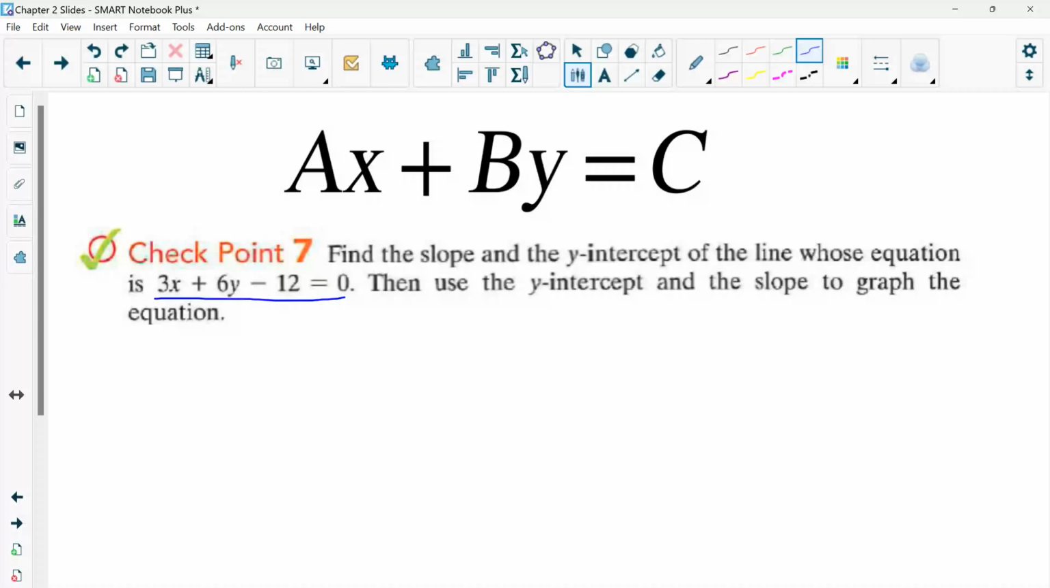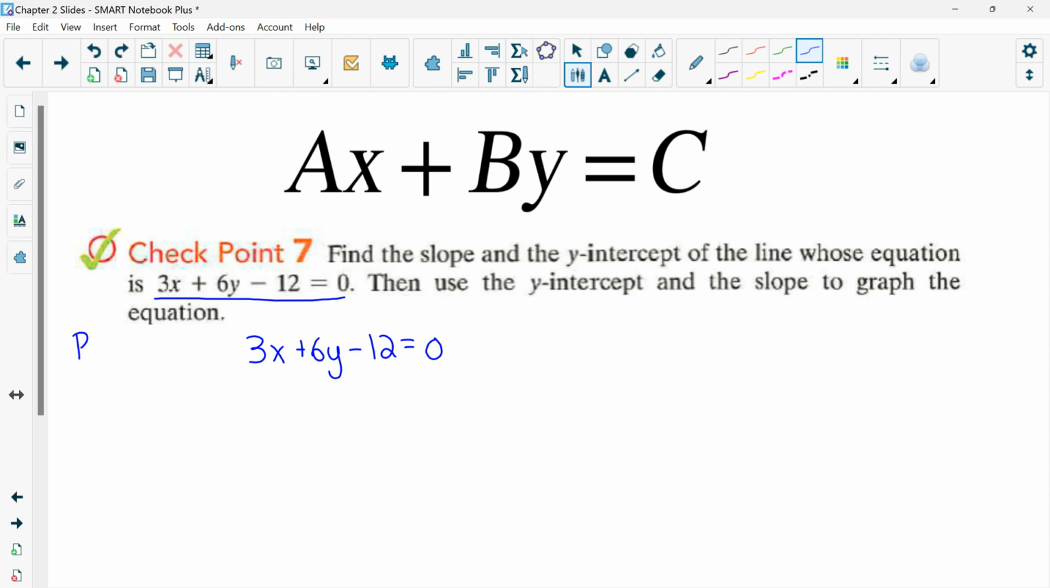So like I said, even though real standard form is ax plus by equals c, the book often will put that constant on the left side also, so that's fine. The directions are saying we want to find the slope and the y-intercept. The easiest way to do that is to get in the slope-intercept form. So to get it in slope-intercept form, remember we're going to get the y by itself.